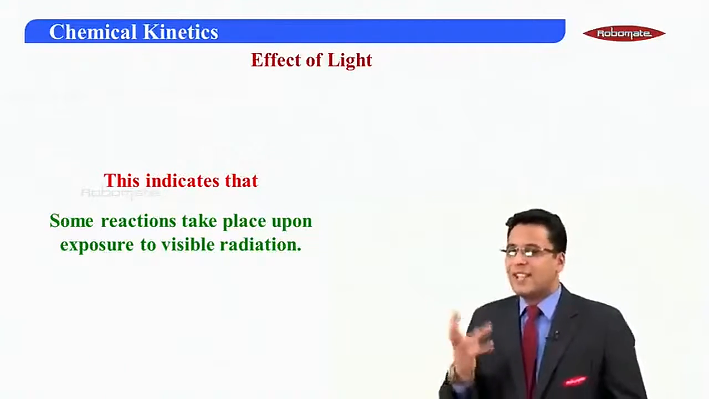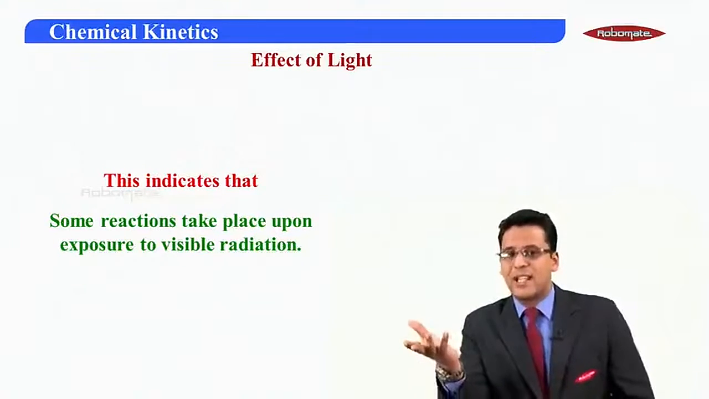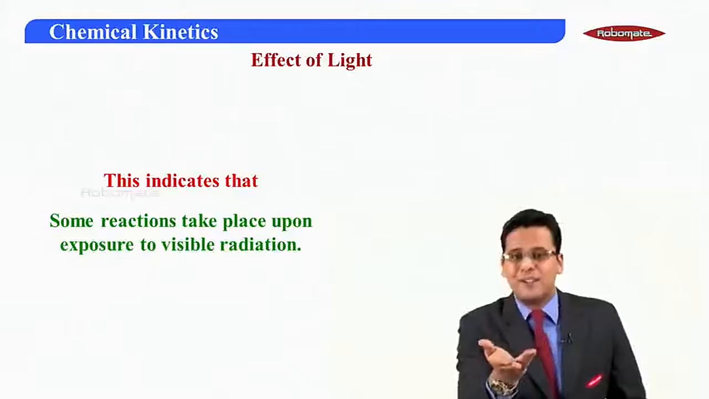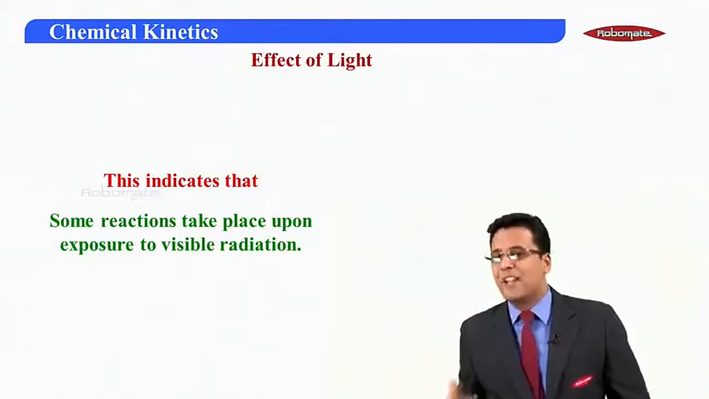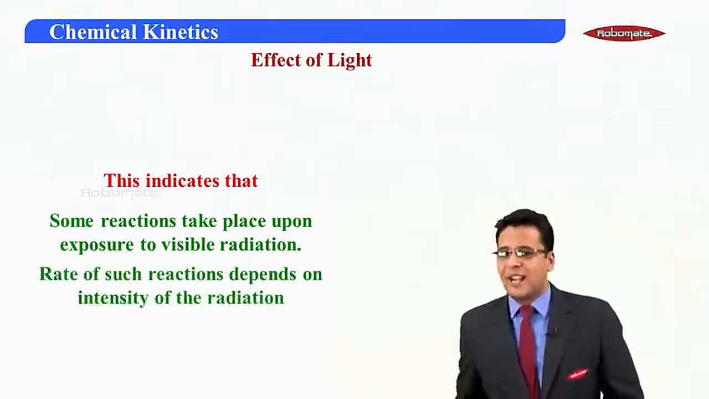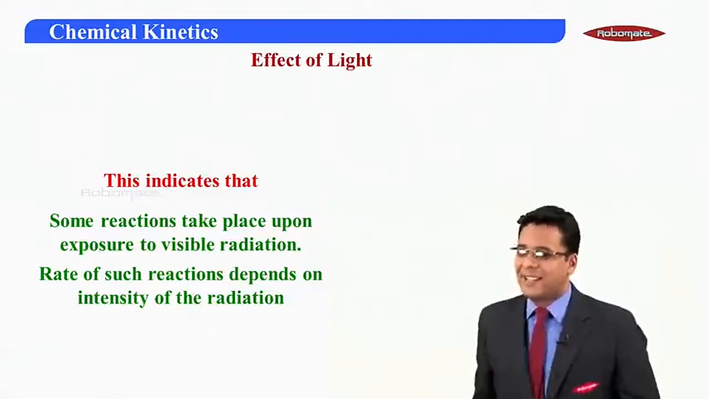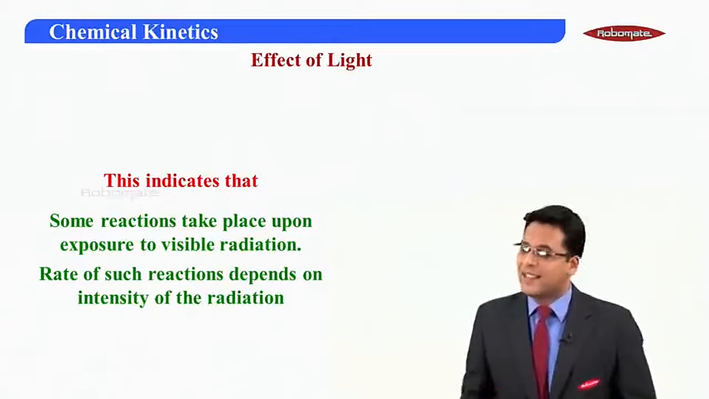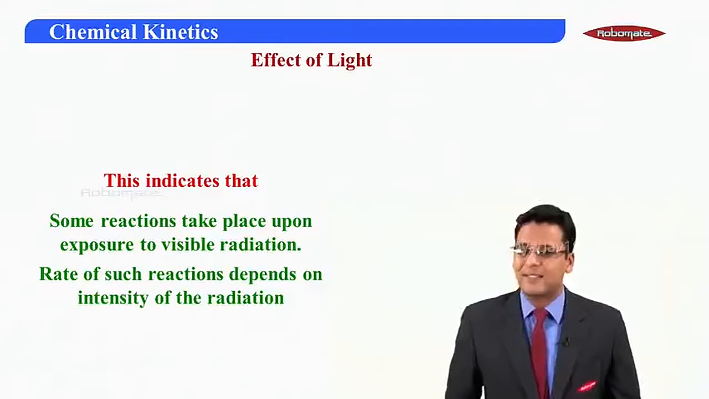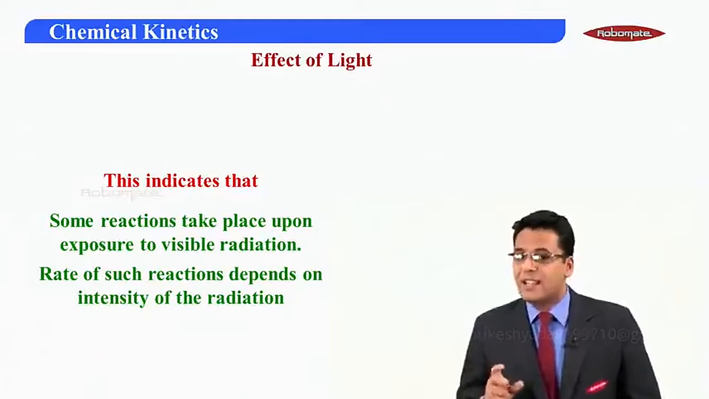Suppose I take this HNO3, early in the morning I expose it to light, and I do the same thing in the afternoon. In the afternoon you will see the decomposition is more vigorous. So I can say that the rate of such reactions depends on intensity of the radiation. If the light is very intense, the reaction will be very fast. This is what I mean by effect of light on photochemical reactions.